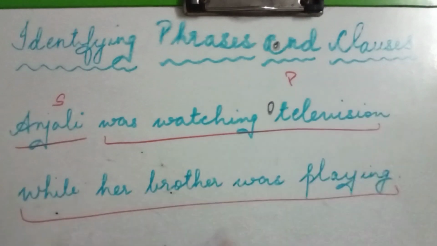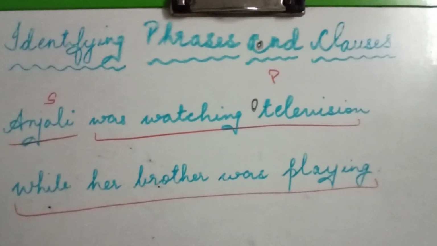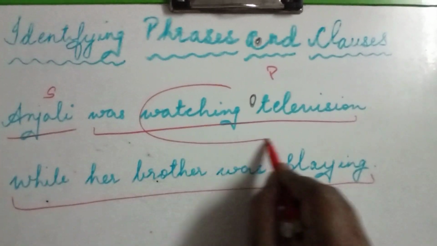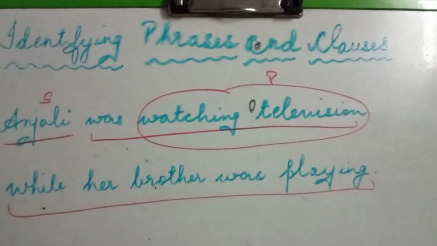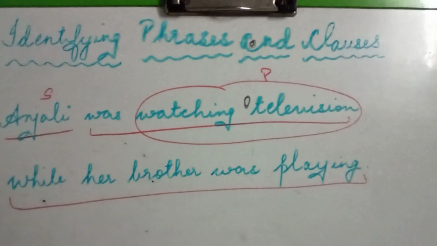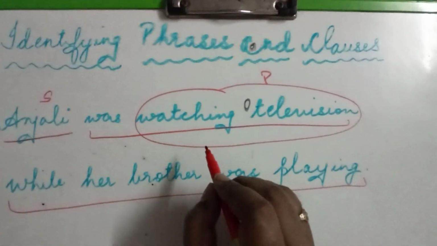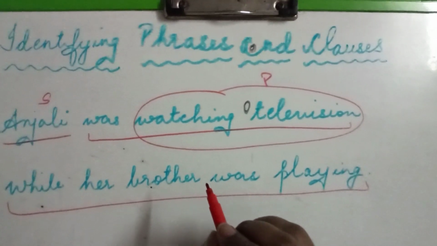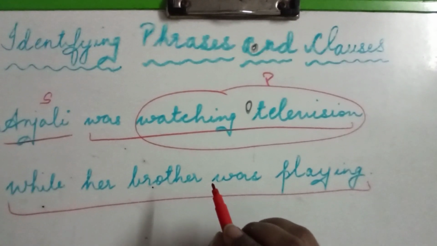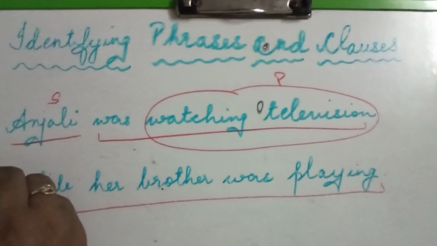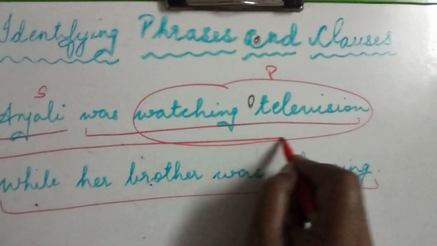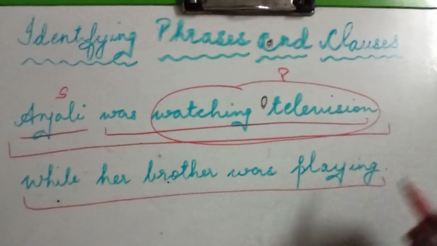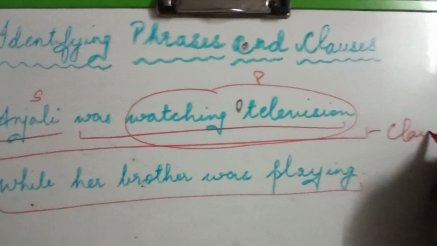Okay, so now in this, what is a phrase? If you observe this, watching television, it is a phrase. Where we get half information or incomplete information, that somebody is watching television. But if we take together this group of words, Anjali was watching television, now this is what? This is a clause.